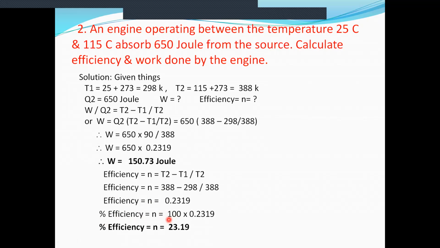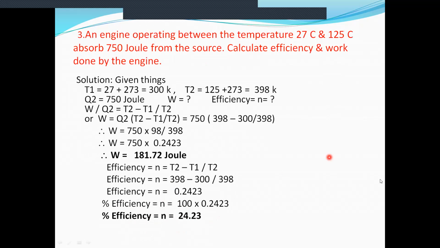Now percentage efficiency, multiply this by 100, that is 100 into 0.2319, that is 23.19. This is the percentage efficiency. So this is the second problem. Next, third problem, again the same type.